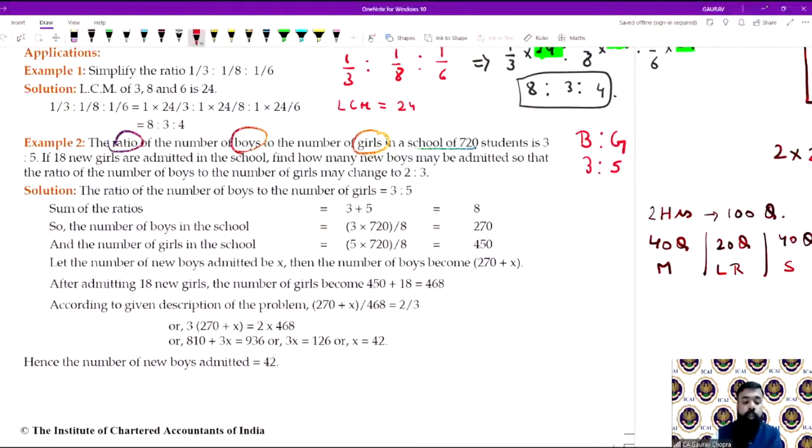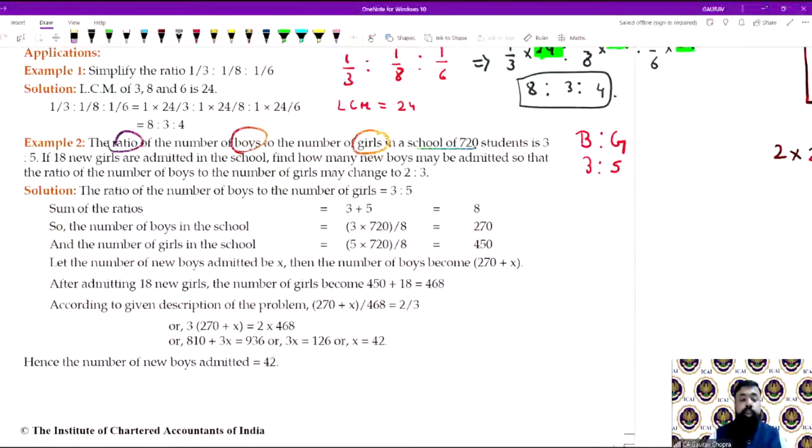If 18 new girls are admitted, now we are giving admission to 18 girls. Okay. Find how many new boys may be admitted so that the ratio of number of boys to number of girls may change to 2:3. Now, one simple thing we have to do here, just do what the question is saying. We have to just follow what instructions are given in the question.